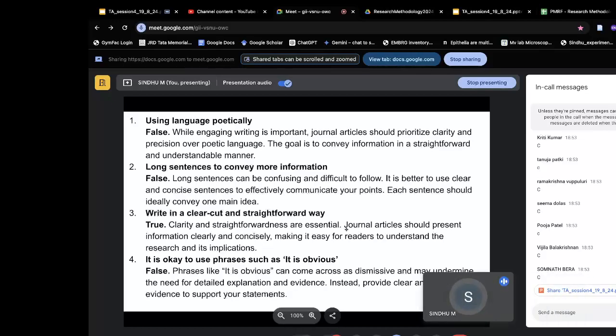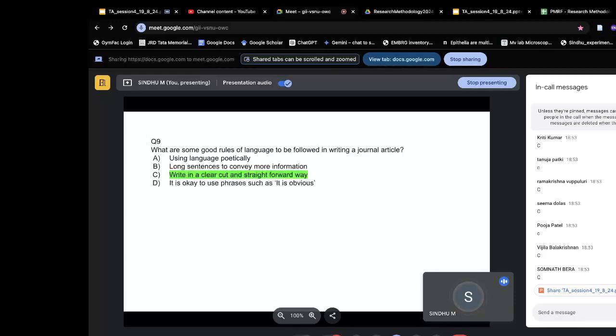Option D, it is okay to use phrases such as it is obvious. This is also not correct, because in research papers, whatever is there, we have to explain why we are saying it. We cannot use statements such as it is obvious. We have to provide the reasoning or the context for the statement. So the correct answer to the ninth question is only option C. Write in a clear cut and straightforward way.